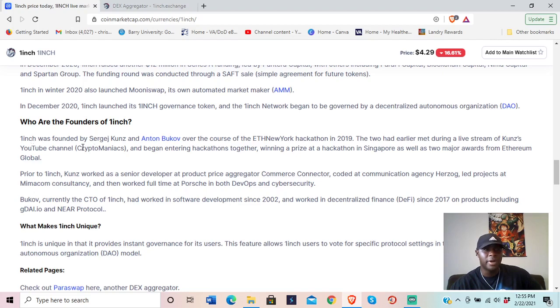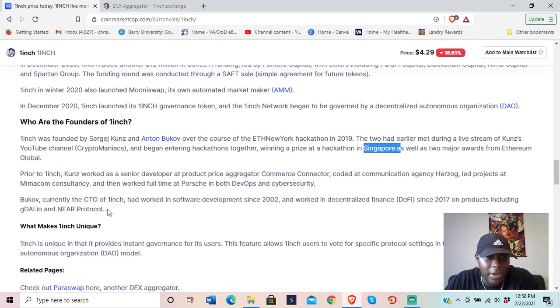Who are the founders of 1inch? 1inch was founded by Sergej Kunz and Anton Bukov over the course of the Ethereum New York hackathon in 2019. I'm going to mess up these names. The two had earlier met during a live stream of Kunz's YouTube channel, Cryptomaniacs, and began entering hackathons together, winning a prize at the hackathon in Singapore, as well as two other major awards from Ethereum Global. Prior to 1inch, Kunz worked as a senior developer at a product price aggregator, Commerce Connector. Wow, tongue twister there. He also worked at a coding and communication agency, led projects at Memecom Consultancy, and then worked full-time at Porsche in both DevOps and cybersecurity.